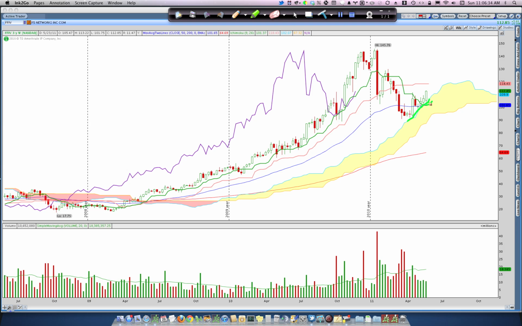And as the weeks go by, if this movement can continue, we will once again get a strong buy signal, bullish signal, and we'll be flying at a more rapid rate with FFIV. But right now, this is telling us that we're in a bullish situation.